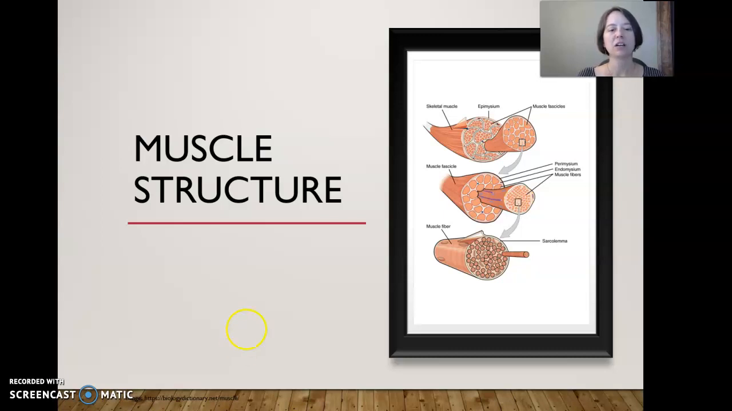And today we're going to start out talking about muscle structure. So the actual physical structure of muscles.